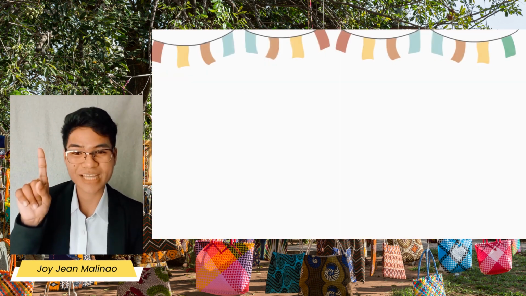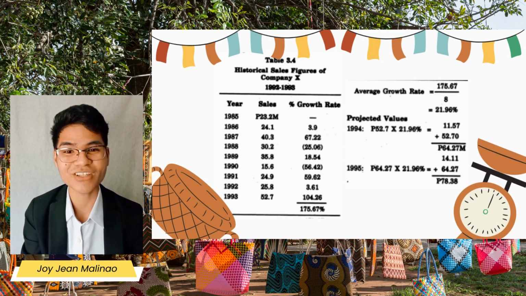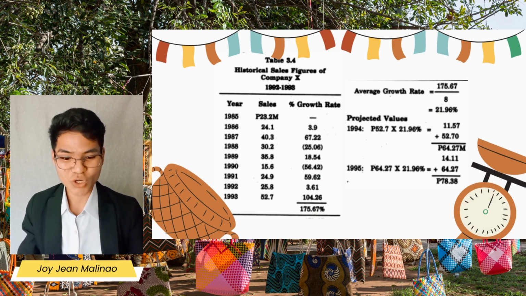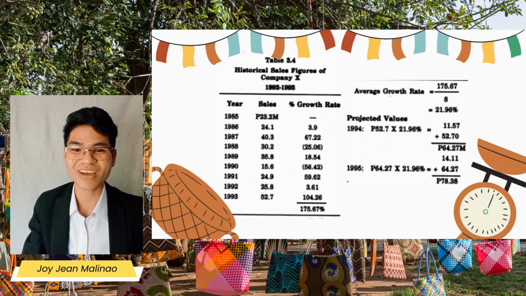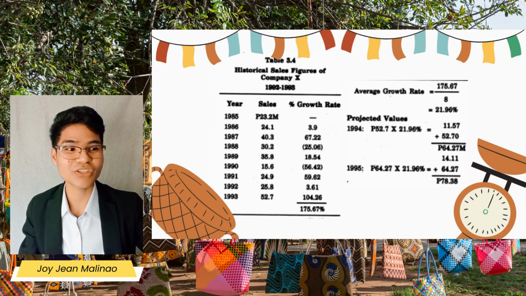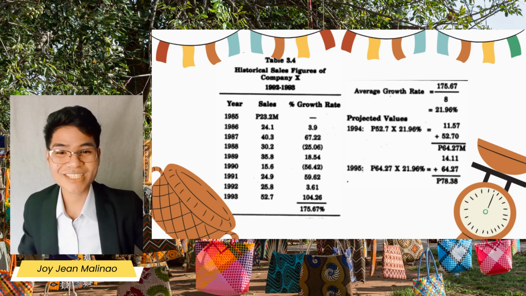And this is the best table to explain this method. And we're going to proceed to the computation, the most exciting part of this method. So now the sum of the growth rates is equal to 175.67. 175.67 is the total growth rate over the 8 years from 1985 to 1993. So the result will be 21.96%. 21.96% is the average growth rate in those years.